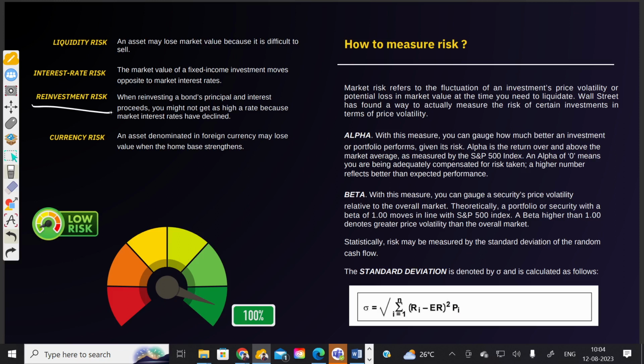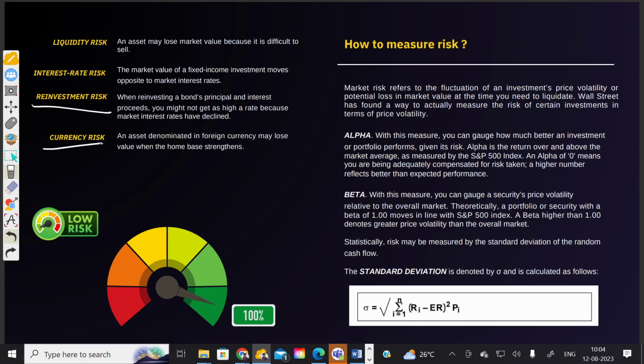So reinvestment risk means when reinvesting a bond's principal and interest proceeds, you might not get as high a rate because market interest rates have declined. So at the time of reinvestment, you can evaluate the beta, you can evaluate certain risk factors, and then accordingly you can take the investment decisions. And that comes under your reinvestment risk.